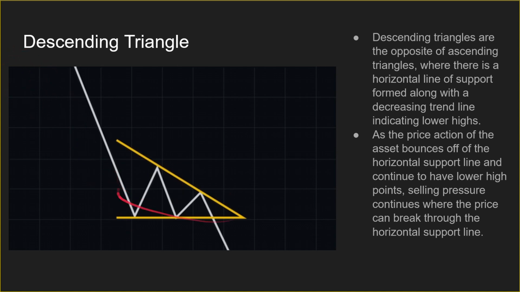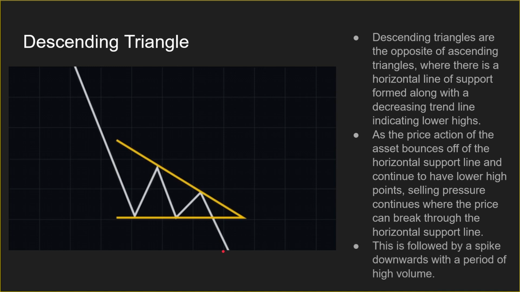This is a pause or a continual, maybe a period of consolidation. Prices are consolidating and they're continuously pushing against this level of support. We're looking to see that continuation, that breakdown beyond this support level where prices can continue to go down. And this breakdown is typically followed by a spike downwards with a period of high volume.